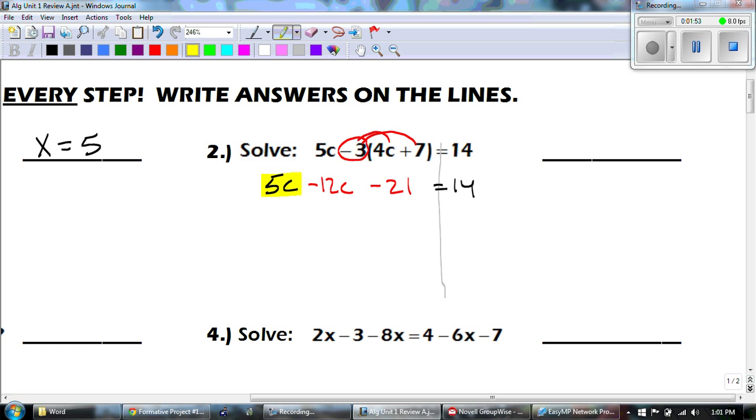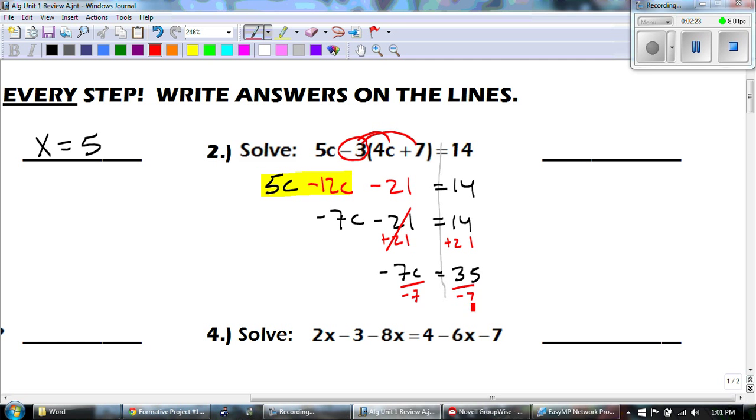Okay, and now I need to combine like terms. 5c minus 12c is a negative 7c. Minus 21 equals 14. And now we solve. So the reverse order of operations, I'm going to add 21 to both sides. I get negative 7c equals 35. And to get the c by itself, I need to divide, and I am dividing by negative 7. So 35 divided by negative 7 is going to give us negative 5.